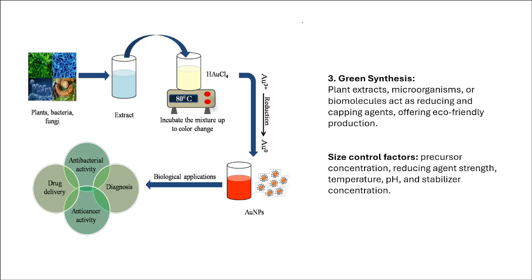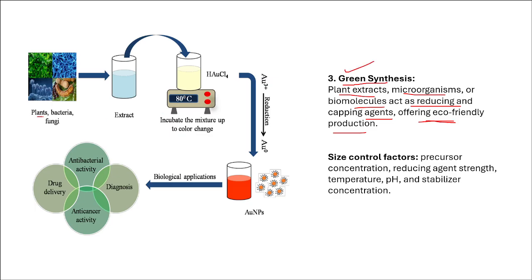Now, the next method. We saw the chemical based synthesis of gold nanoparticles. The other one is green synthesis. As we all know, in case of green synthesis, there are no chemical precursors involved. In green synthesis, plant extracts, microorganisms, or biomolecules act as reducing and capping agents, offering eco-friendly production. So, why is it called green synthesis? Because there is eco-friendly production.